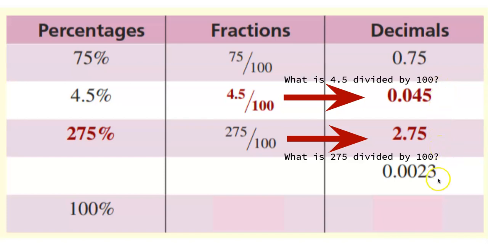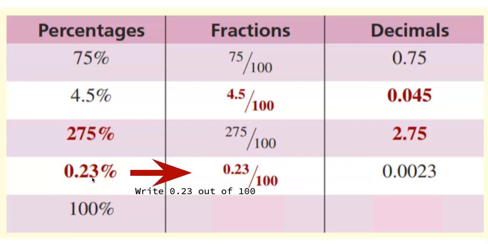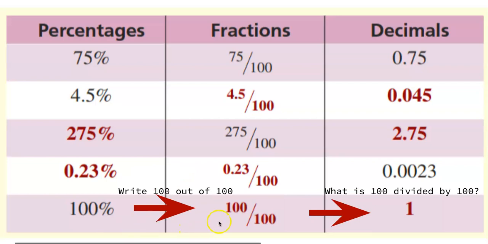Now, the next one, I bet, is this one down here. So go from decimal to percentage, you multiply by 100. So if you have 0.0023, that's the same thing as 0.23%. Now, if you want to write that in fraction, just put this number, not just 23, but the whole 0.23 over 100. So this 0.23% in fraction format is 0.23 out of 100. Okay? Now, the very last one, 100%. Well, 100% in fraction is going to be 100 over 100. And if you divide 100 by 100, you will simply get 1.